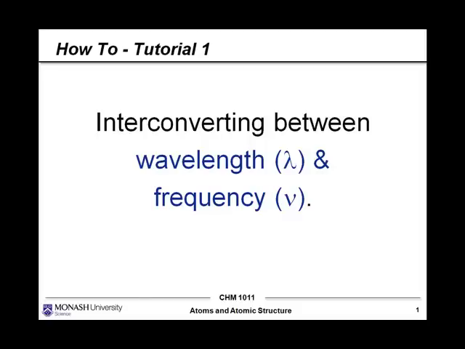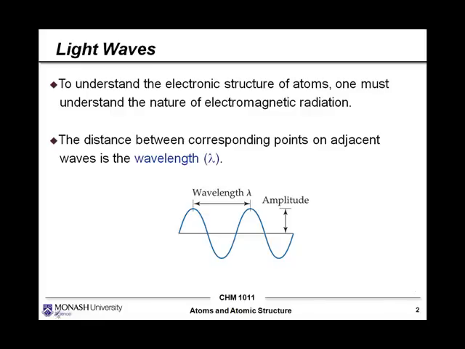It's important to understand a bit about electromagnetic radiation if we're to understand about matter, atoms, atomic structure, molecules and molecular structure. It's through the interaction of radiation and matter that we actually know so much about atoms and molecules. To understand the electronic structure of atoms, one must understand the nature of this radiation.